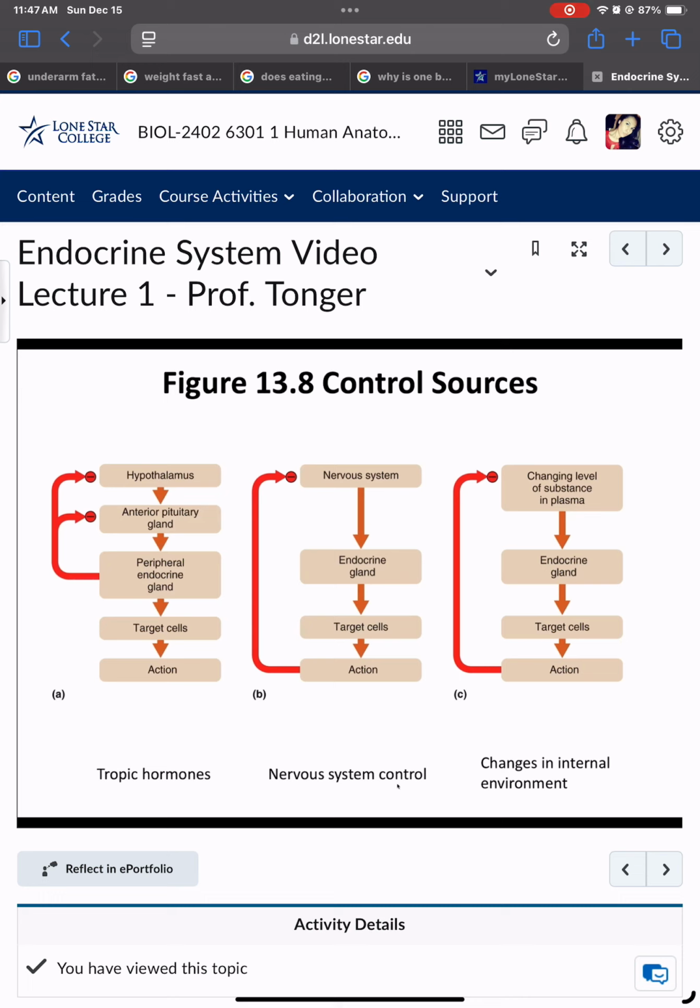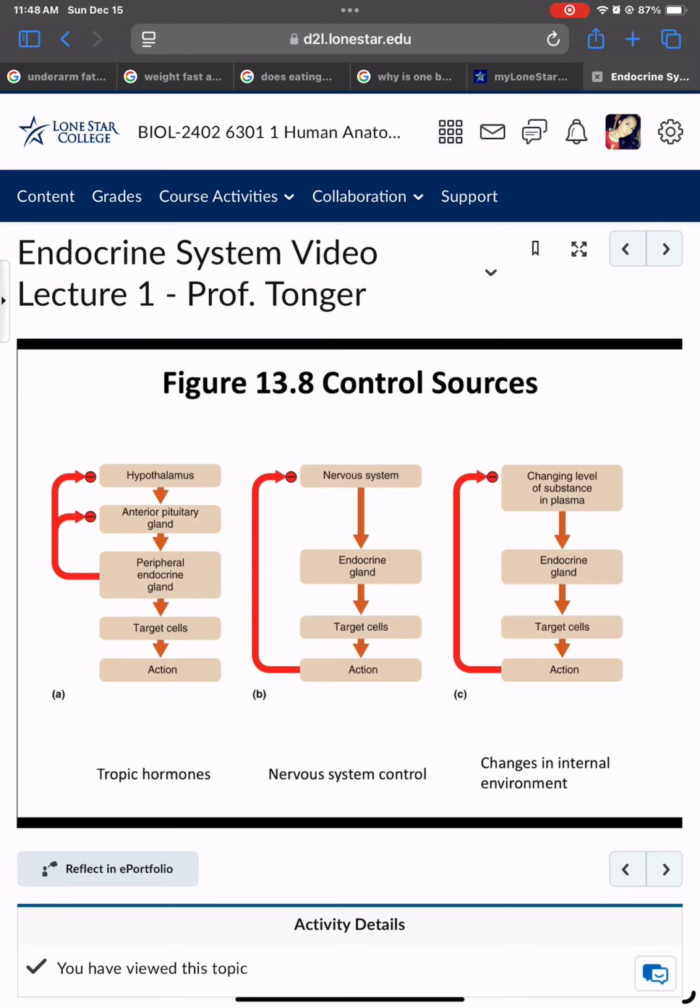The second type is nervous system control. Here you can clearly see that it's the signal from the nervous system which is stimulating the endocrine gland to secrete the hormone. For example, when you're hungry and you see the food, your brain gets stimulated and the signal from your brain reaches the salivary gland and allows the secretion of saliva. Now that's an exocrine gland, your salivary gland, but it is working in a similar way.